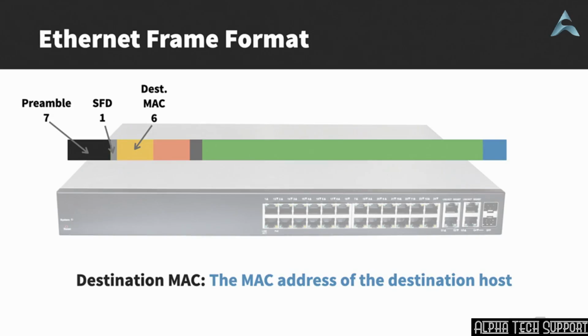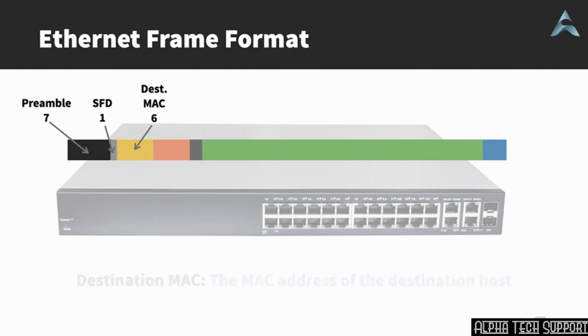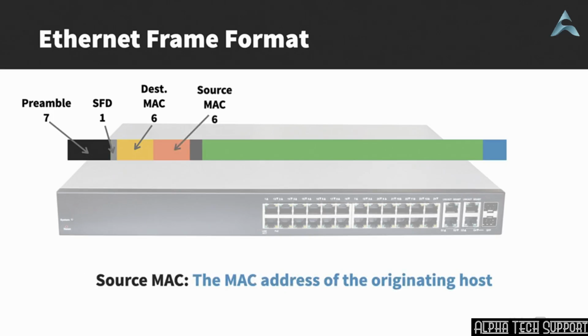And notice we say that it's 6 bytes in length. Remember, a byte has 8 bits. 6 times 8, that's our 48-bit destination MAC address. And we want to see where this frame came from. That's the source MAC address, also 6 bytes in length. And the switch is going to be looking at those source MAC addresses as frames come into the switch to populate its MAC address table.